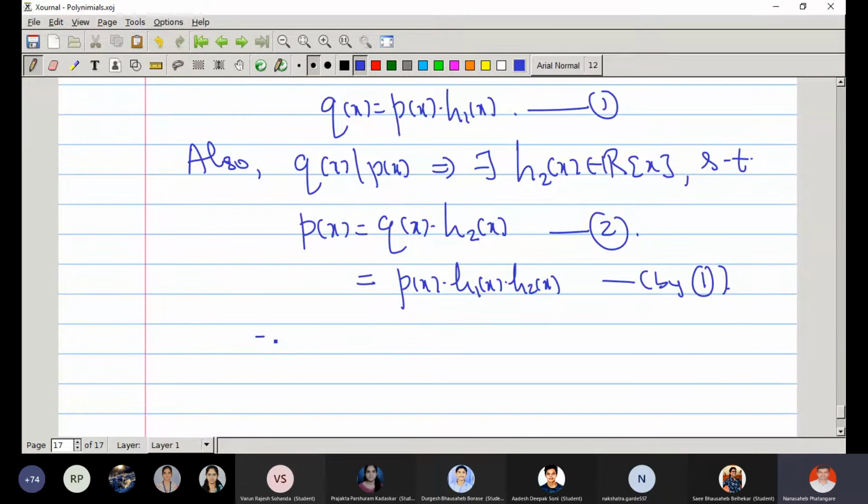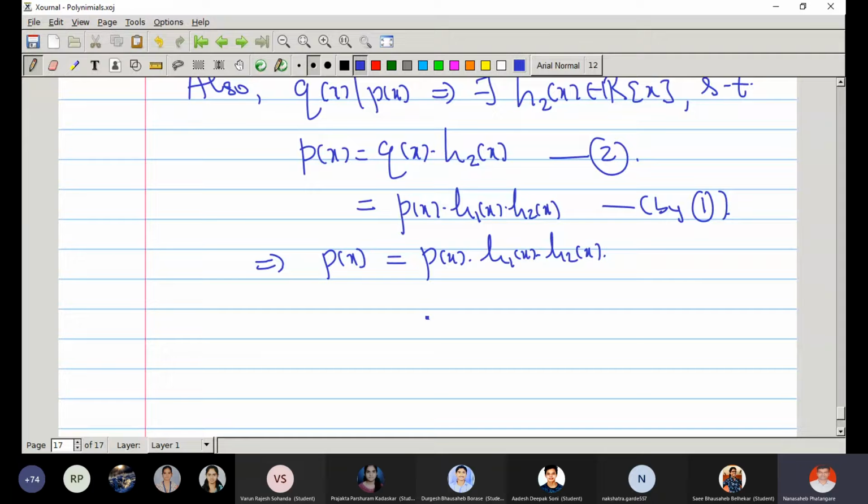Now simplify this. p(x) into 1 minus h1(x) into h2(x) is equal to 0. These two factors multiply to 0. That means, when the product of two polynomials is 0, then can I say that one of them must be 0? Is it possible?